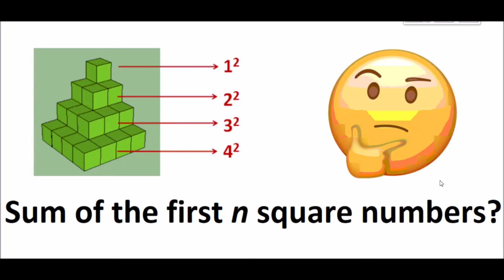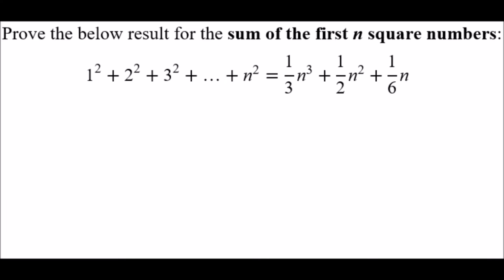But I'm just going to try to do one myself to make it hopefully quite accessible so you can see this result for how you add up the first n square numbers. So the result I want to prove, and I'm going to prove, is this one here. That if you add up 1 squared plus 2 squared plus 3 squared all the way up to n squared, where n is some integer, you get 1/3 n cubed plus a half n squared plus 1/6 n.